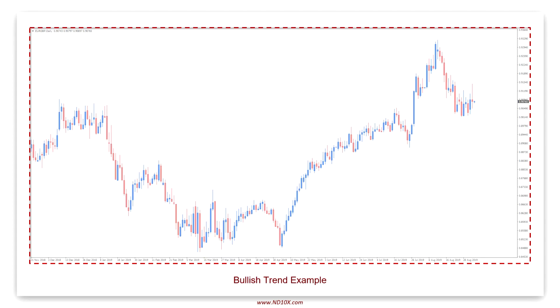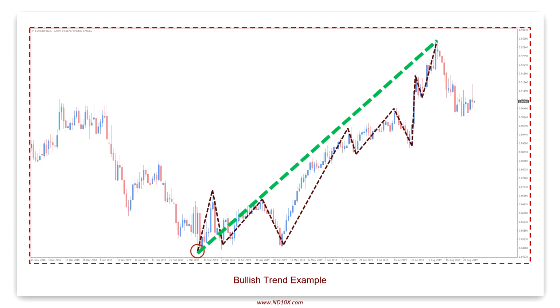So if we look at the Euro Pound daily chart and we start from the bottom and we just draw a simple line that will connect those swing points, we can see more higher highs and higher lows being developed. So we can easily say, okay, this is an uptrend.